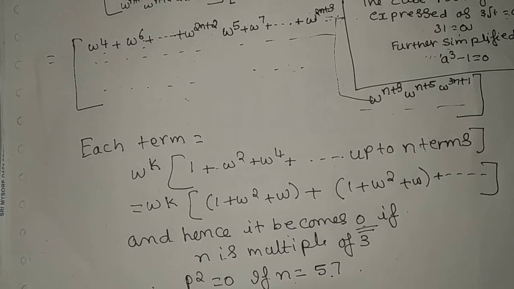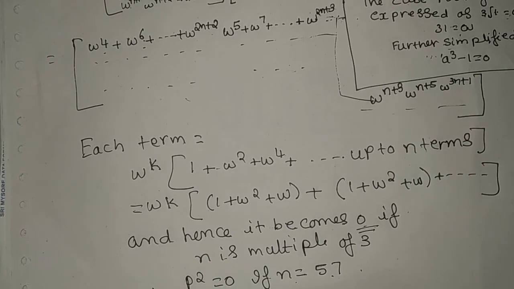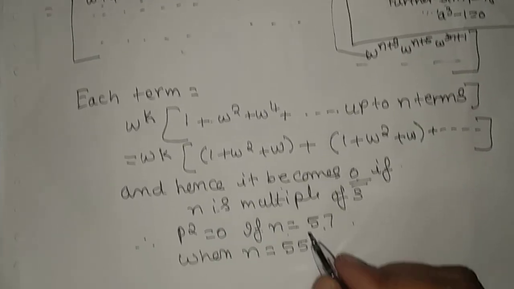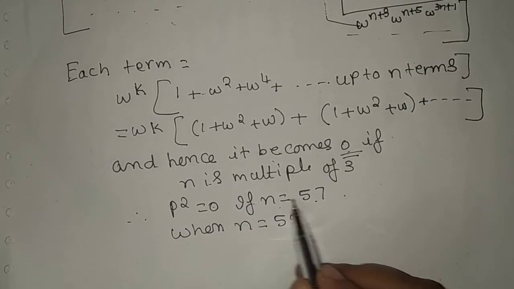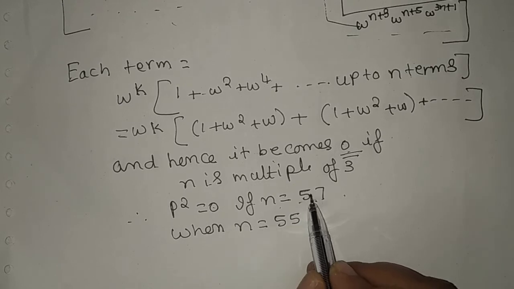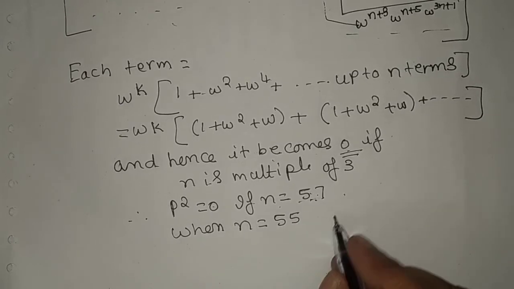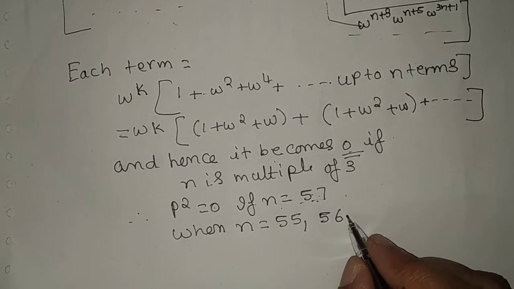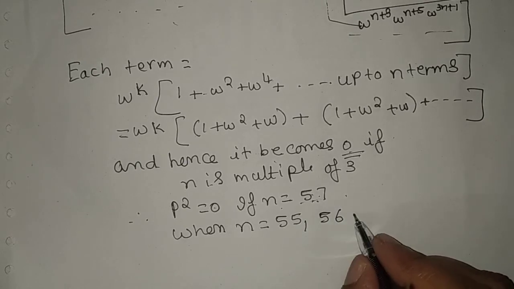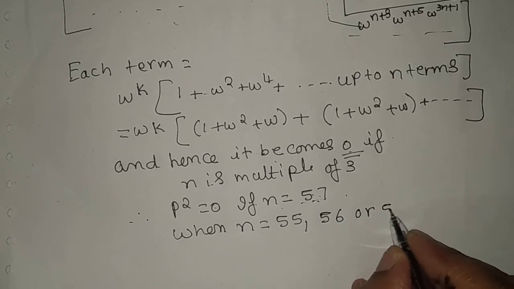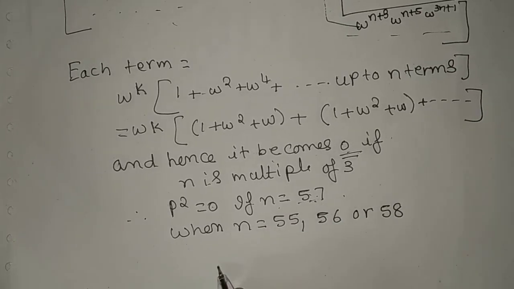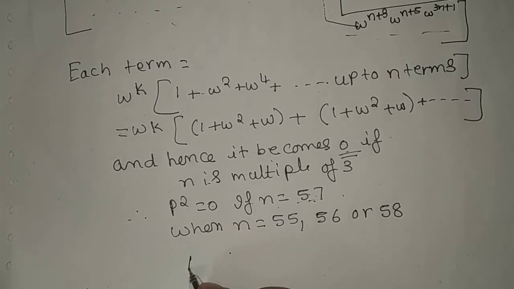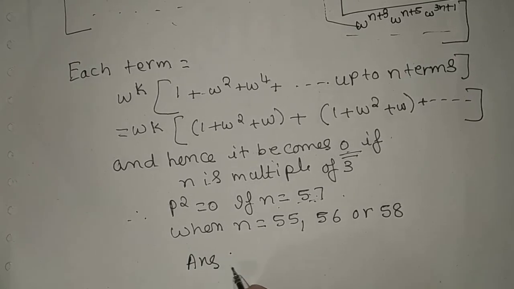So next step, and what is the answer? When n is equal to 55, this is not divisible by 3. So P square is 0 when n is 57. This is divisible by 3. So when n is equal to 55, 56, P square is not equal to 0. That is, this is not divisible by 3, or 58. So the answer here, that is leaving 57, that is option, answer option 1.